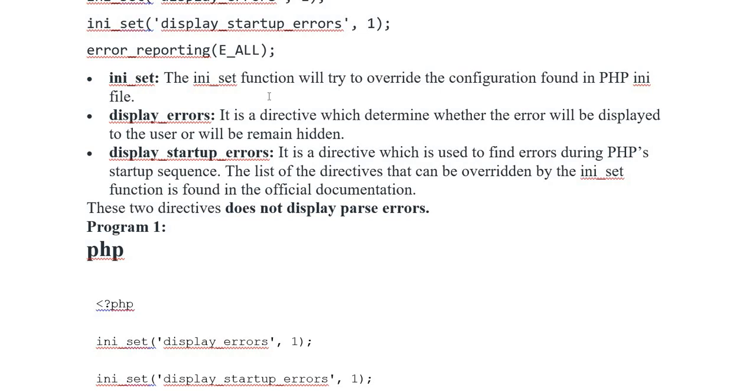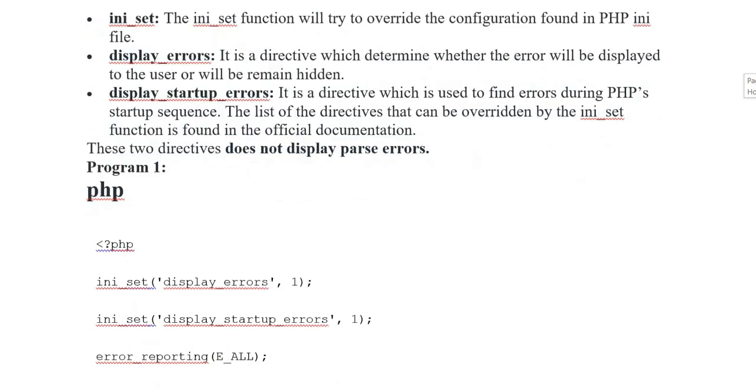Display errors is a directive which determines whether the error will be displayed to the user or will remain hidden. Display startup errors is a directive which is used to find errors during the PHP startup sequence. The list of directives that can be overridden by the ini_set function is found in the official documentation. These two directives do not display parse errors.